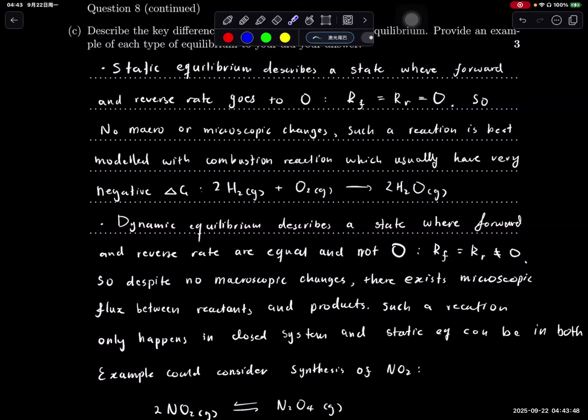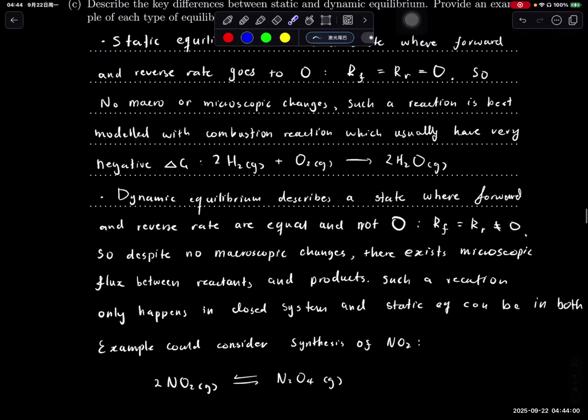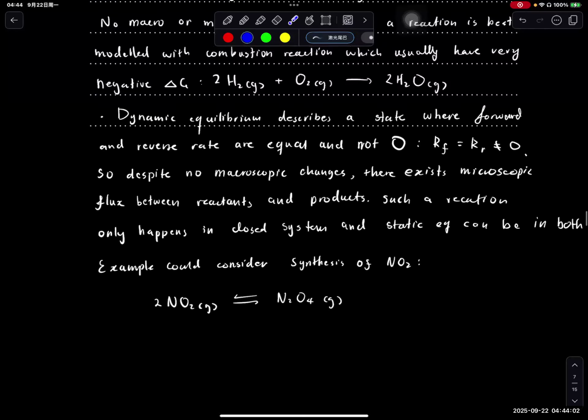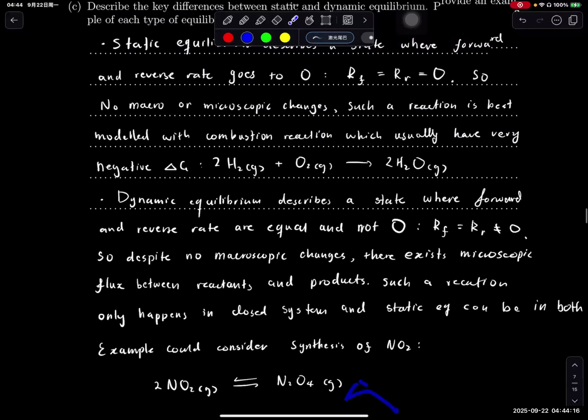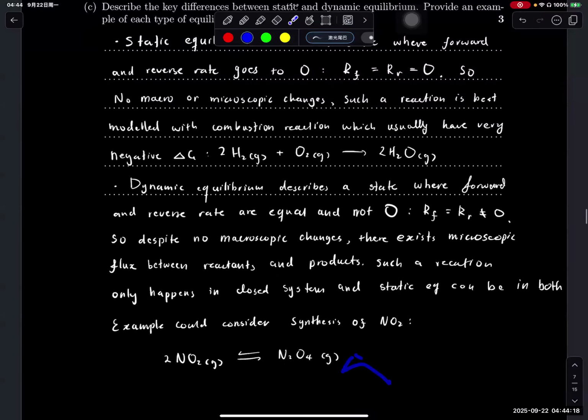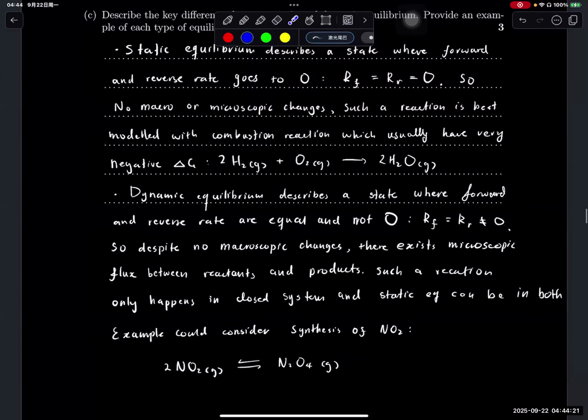So despite no macroscopic change, right? In static equilibrium both micro and macro have no change, but here, despite no macroscopic change, there is still microscopic influx between reactants and product. Such a reaction can only happen in a closed system, and static equilibrium can be both. Just highlighting some similarities and differences, and an example as well. So this is how I structure this answer.